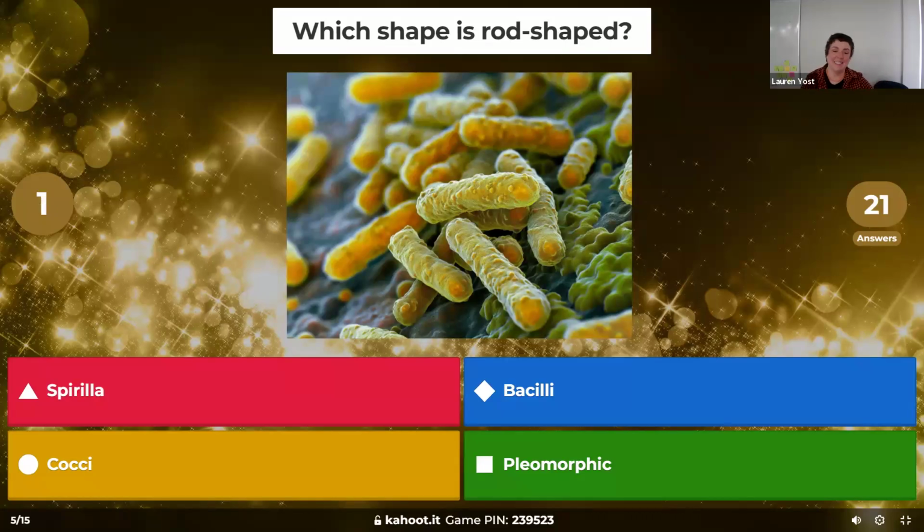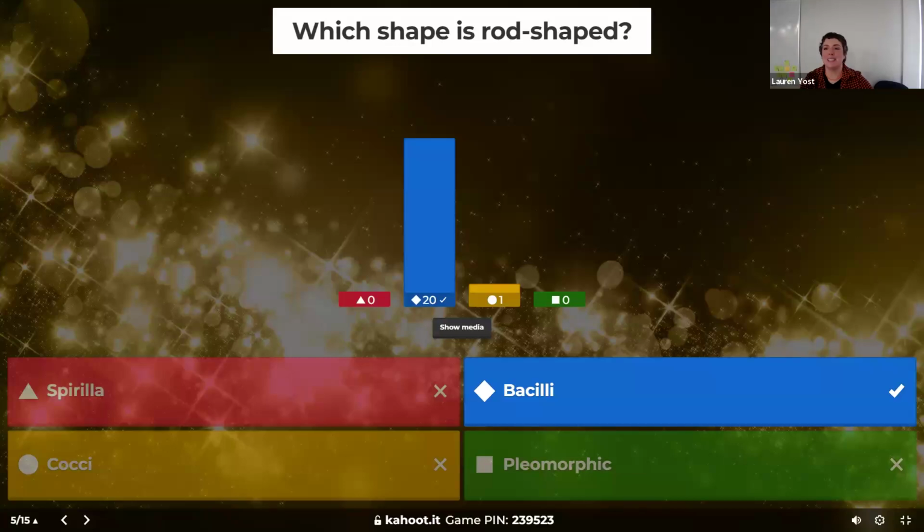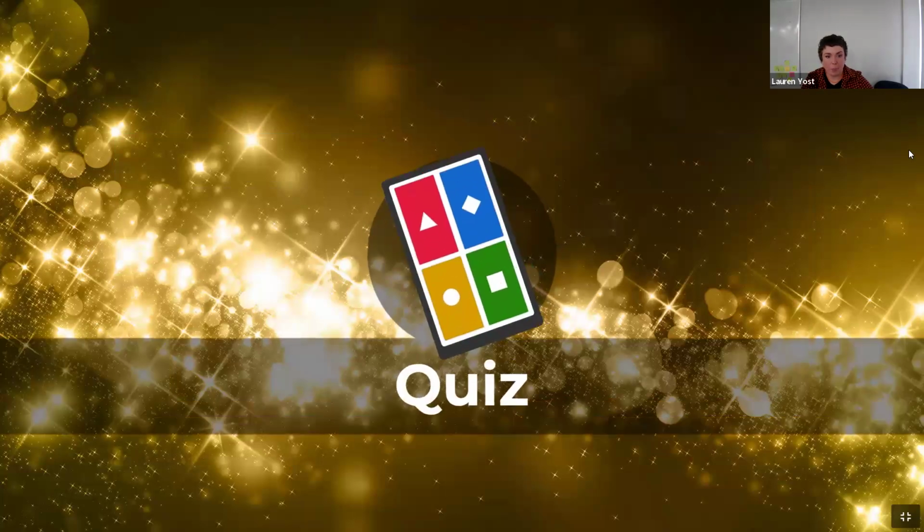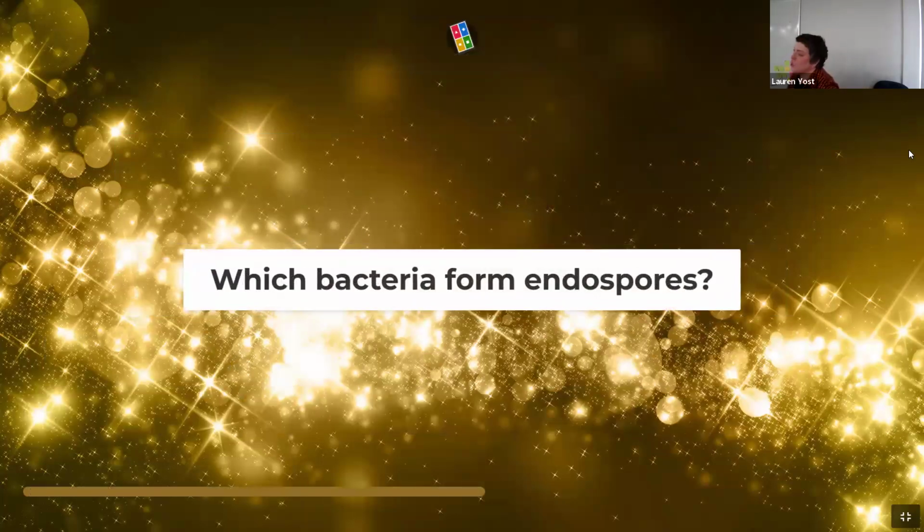It does work. All right, so the bacilli, great job. So spirilla, spiral shaped, cocci, spherical, pleomorphic, doesn't have a set defined shape, right? All right, which bacteria form endospores?